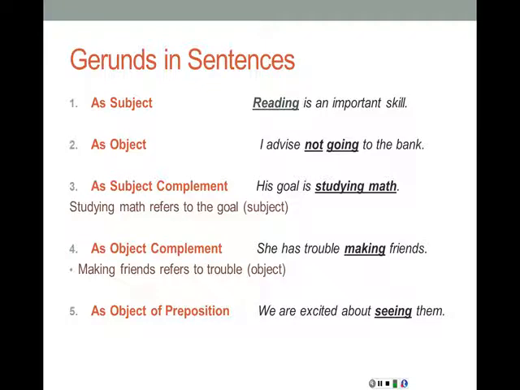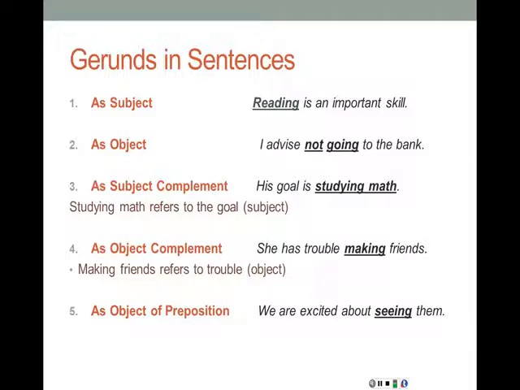Gerunds, like nouns, can be subjects, objects, subject complements, object complements, and objects of the preposition. Here are some examples of gerunds being used in different types of sentences. In the first example, the gerund reading is functioning as the subject. It tells us what the sentence is about. In the second example, the gerund not going is the object. It tells us what I advise.